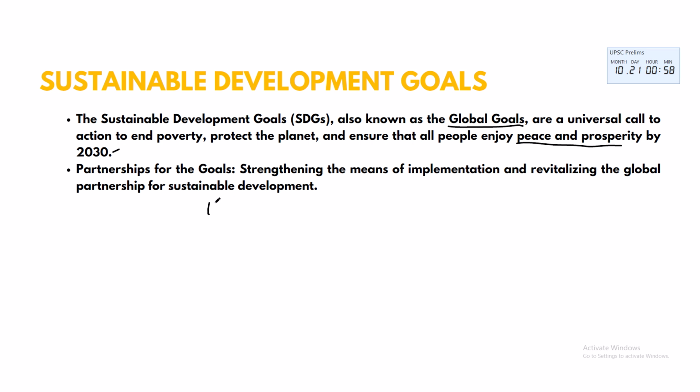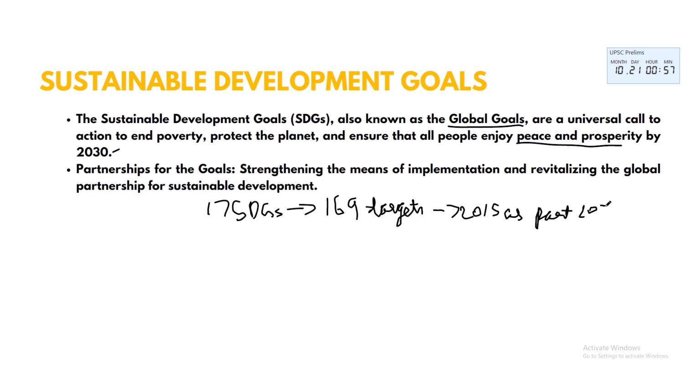See, there are 17 different sustainable development goals with 169 different targets. We need not go deeper into that, but at least it's better we know what those 17 sustainable development goals are. So it was set out in 2015 as a part of the 2030 sustainable development agenda.